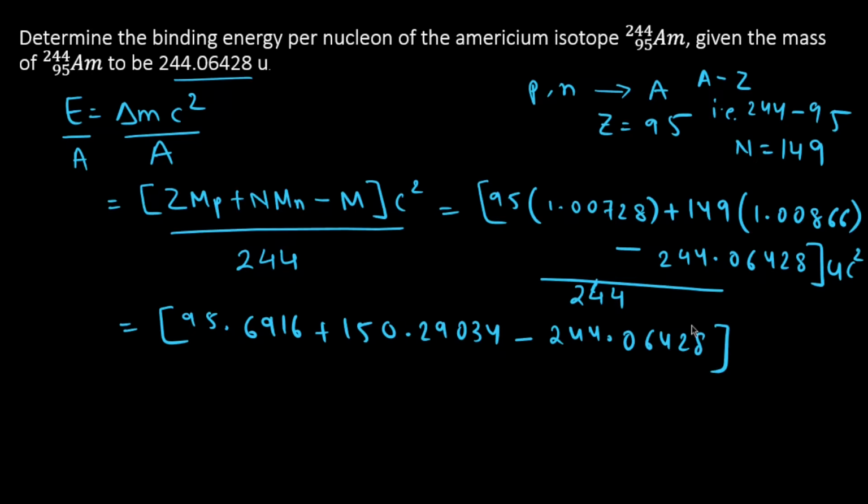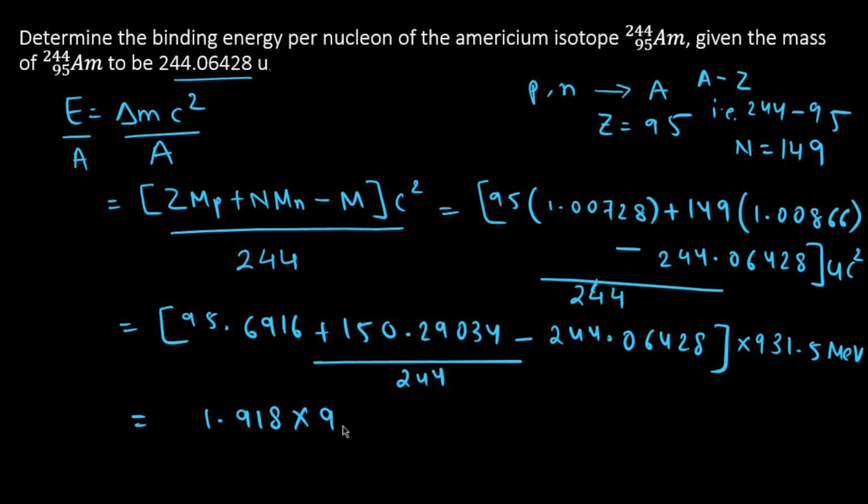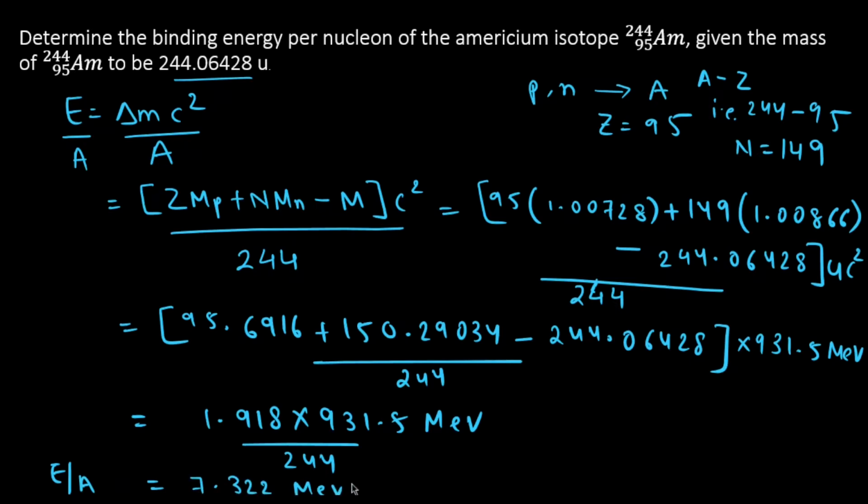From the previous sum we saw it as 931.5 mega electron volt, and this whole thing divided by 244. So calculating it, we get 1.918 into 931.5 mega electron volt divided by 244, and hence our answer is binding energy per nucleon as 7.322 mega electron volt per nucleon.